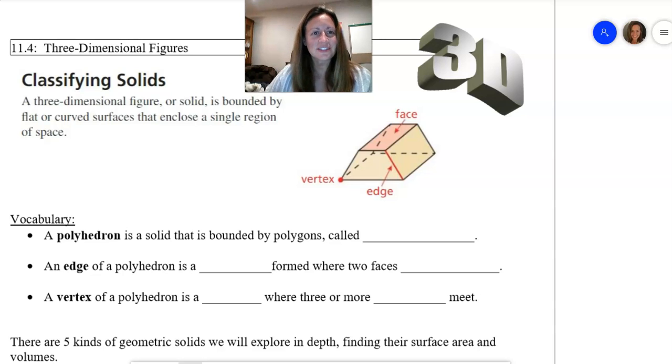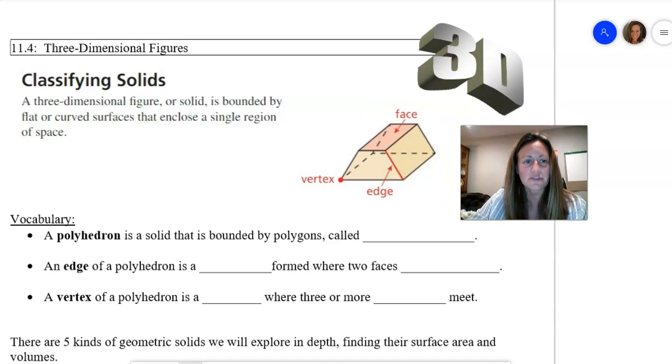Hey geometry students, today we are starting three-dimensional figures. Finally, we are getting out of the world of two-dimensional figures flat on the page, and we're going to be looking at things that actually resemble real-life three-dimensional objects.